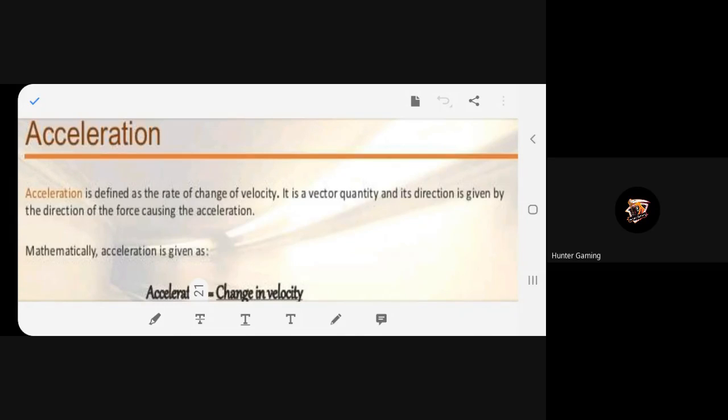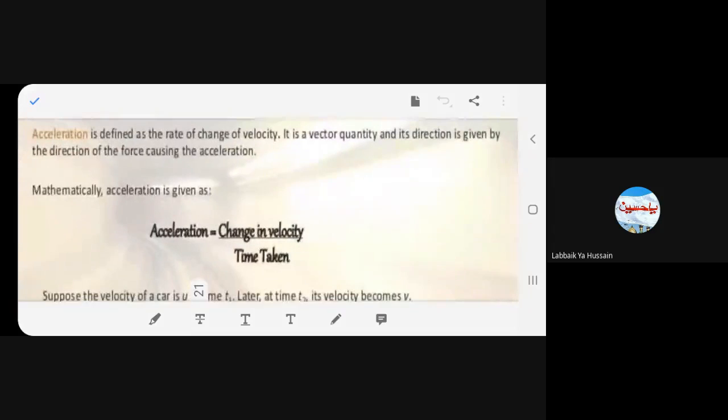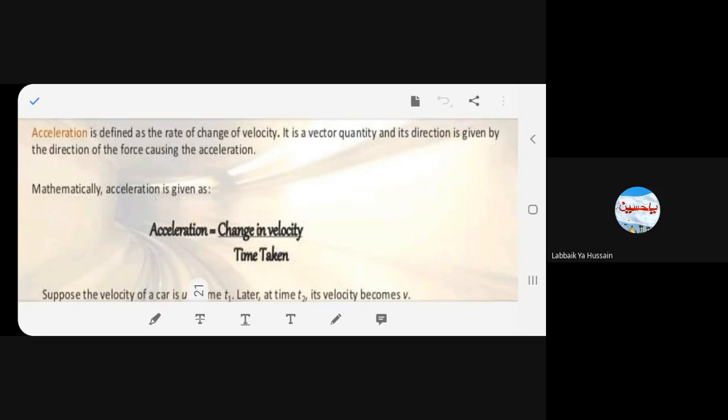Start, Jishan. Yes, ma'am. Acceleration is defined as the rate of change of velocity. It is a vector quantity and its direction is given by the direction of the force causing acceleration. Mathematically, acceleration is equal to change in velocity divided by time taken.